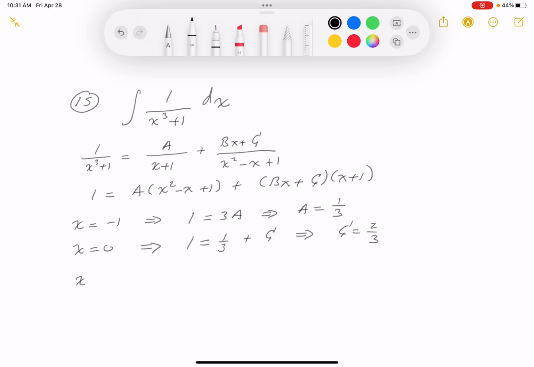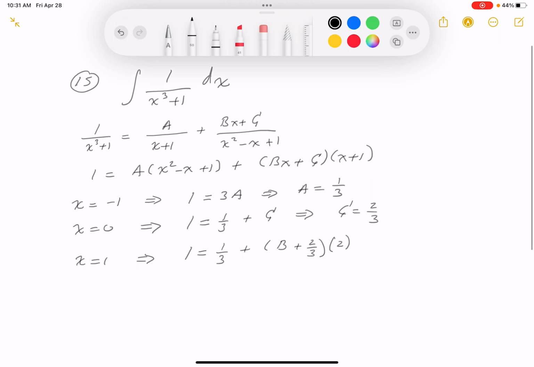All right, I'm going to pick another easy value. Pick 1. I still get 1 on the left side. On the right side, what do you get? Well, a is still 1/3, by the way. And you get 1/3. And let's see, 1 minus 1 plus 1 is 1. That's not so bad. Then you're going to get plus b, because x is 1. c is 2/3. And then I get 2.